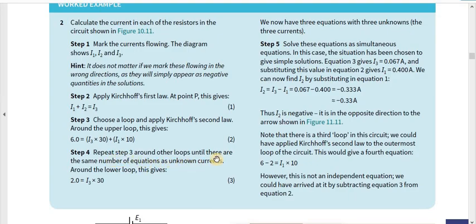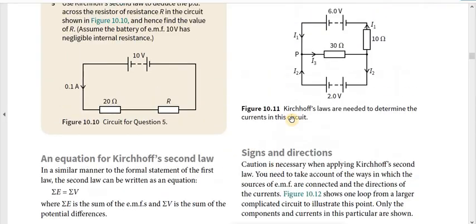So repeat step 3 around the other loops until there are the same number of equations as unknowns around the lower loop. If you look at this loop now, I can go in the anti-clockwise rather than clockwise direction. Then the total EMF will be 2 volts. It's only this second loop that we are considering now. So imagine all of this top part is not there. Imagine from here all the way here, everything on top is erased. So we have only this part now.